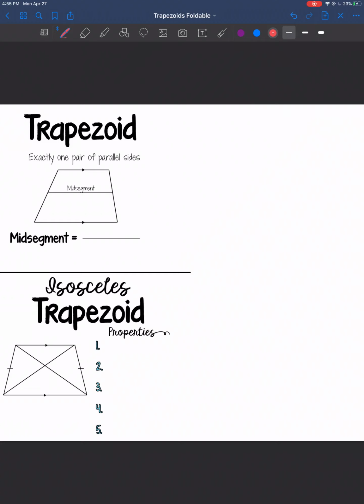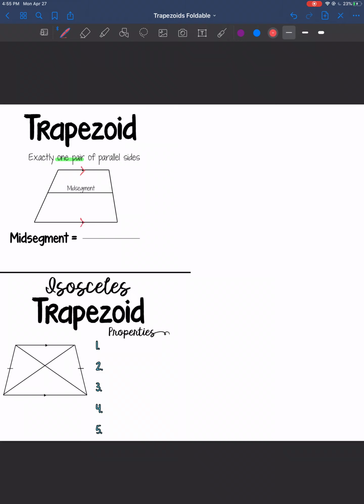Hey guys, we're going to talk about the last quadrilateral today, and that's the trapezoid. A trapezoid is not a parallelogram. A parallelogram has two pairs of parallel sides. The trapezoid only has one pair of parallel sides, and those parallel sides are called the bases.